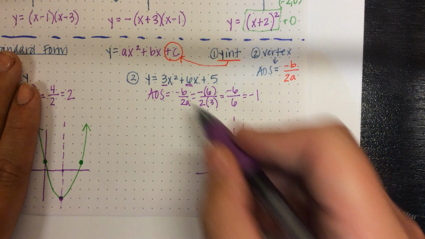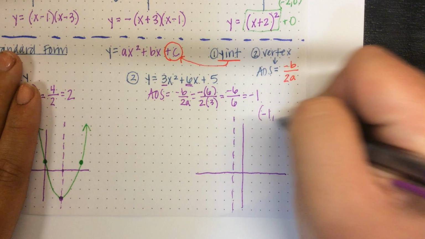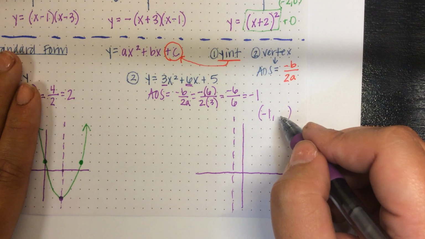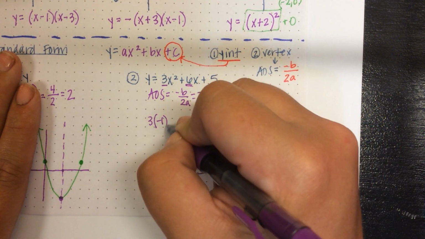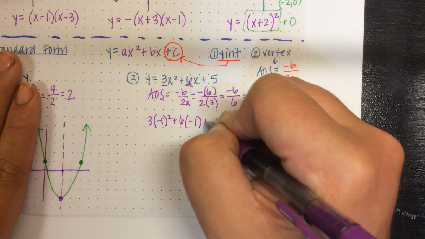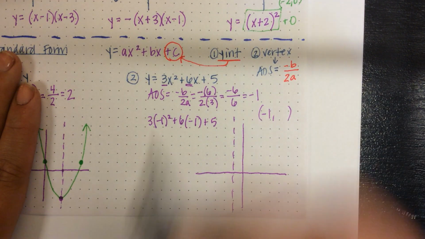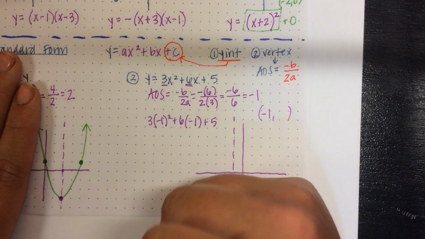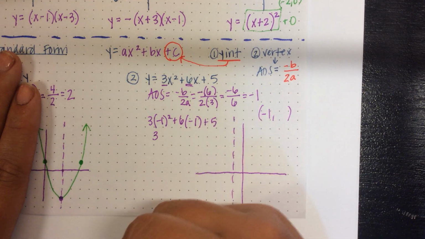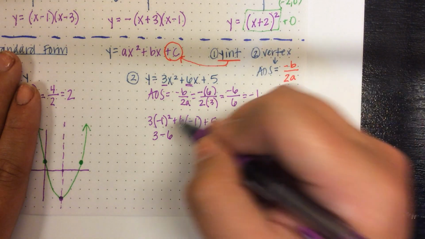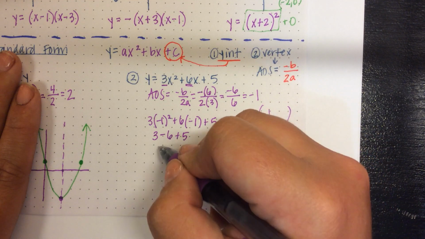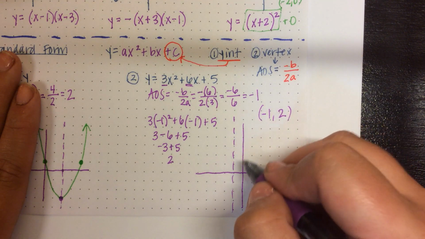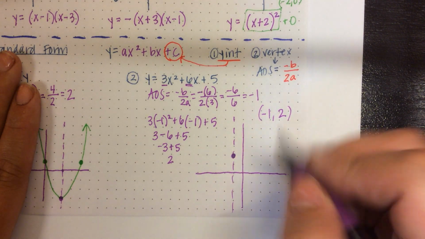Then I'm going to take that negative 1 and plug it into my equation to figure out the rest of my vertex. Then my vertex is at negative 1 something. So I'm going to take my x, plug it in to figure out what y is. So 3 times negative 1 squared plus 6 times negative 1 plus 5. Okay, negative 1 squared is positive 1. Common mistake. If you square negative, it's positive. And then 3 times 1 is 3. 6 times negative 1 is negative 6, then plus 5. 3 minus 6 is negative 3. Negative 3 plus 5 is 2. So my vertex is at negative 1, 2.